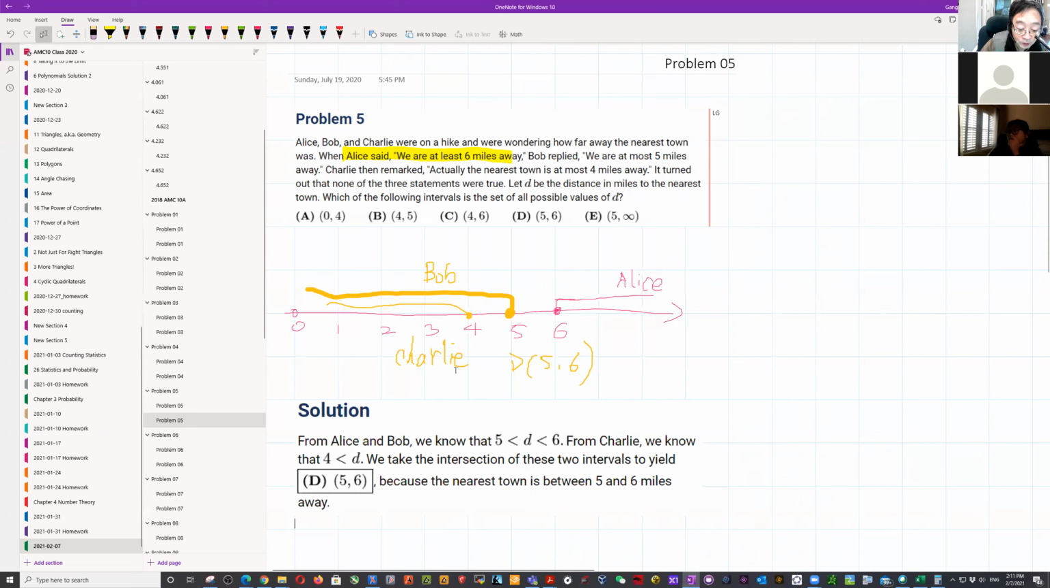And Charlie is actually 4 and less. So Charlie is a subset of Bob. So the only thing left open is between 5 and 6, not including those. So basically, if no one is right, it has to be in D.